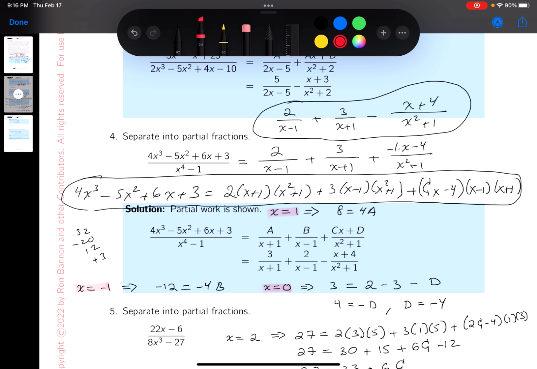I'm getting my red pen out, and I want to see how we did. And I see the answer over here. Do I see 3 over x plus 1? I do. Do I see 2 over x minus 1? I do. Do I see them subtracting x plus 4 over x squared plus 1? Yes, we're done. It worked like a charm.